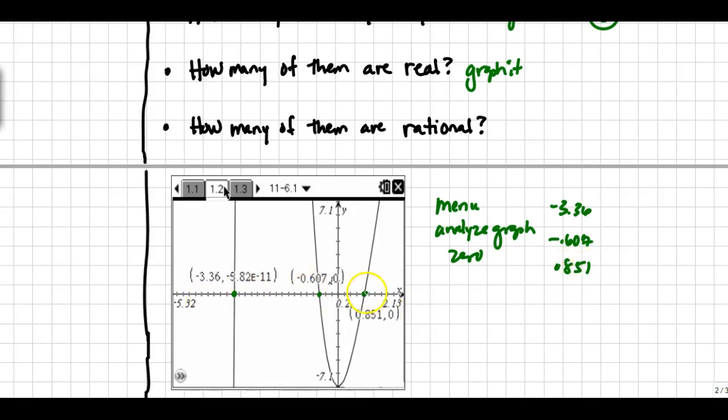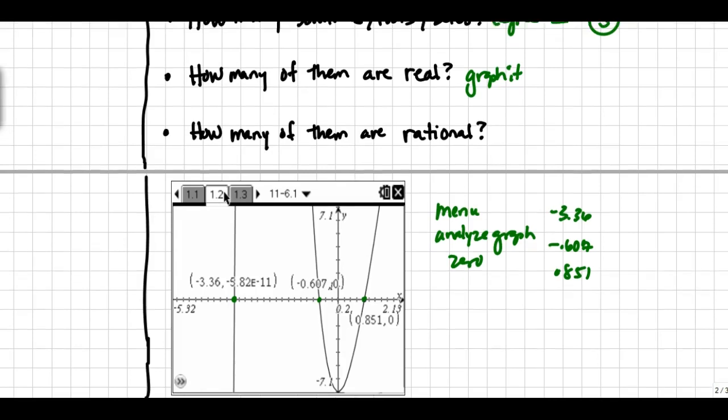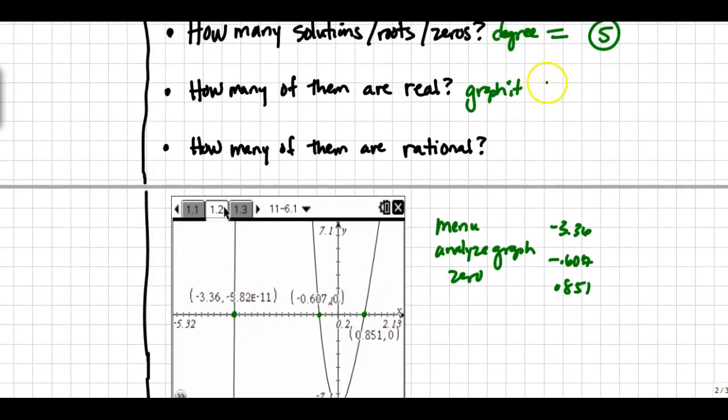So I did that command 3 times, it gave me those zeros. Now I want to figure out how many of them are rational. Since I can see that there are 3 that are real, I want to make sure to list that, because there are 3 x-intercepts. So there's 3 real zeros. Now from those 3, I want to figure out which ones of them are rational.